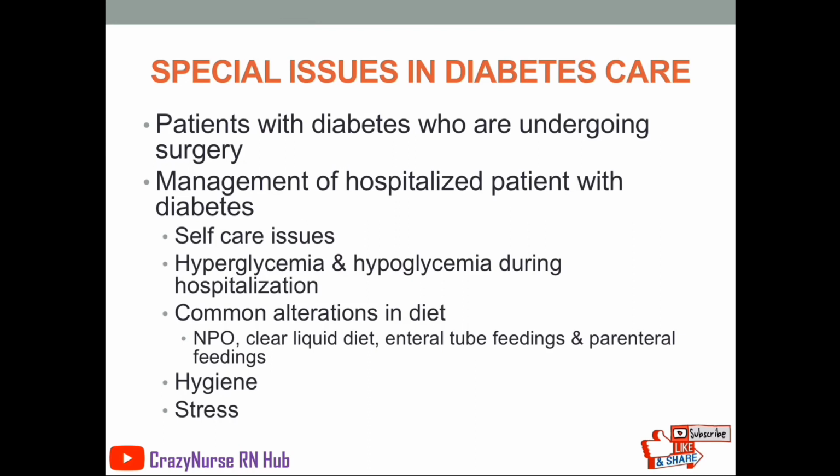Under your management of hospitalized patients with diabetes, we have self-care issues, hyperglycemia and hypoglycemia during hospitalization, common alterations in diet such as NPO, clear liquid diet, enteral tube feedings, and parenteral feedings, because these can affect their blood glucose level. We also have hygiene.